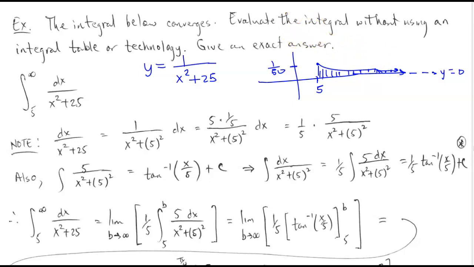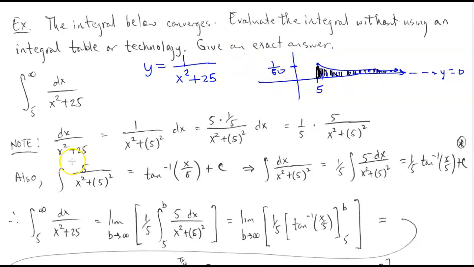Let me draw that in a different color here. We want to find the area under the curve of this particular function from 5 to infinity. And the fact that we know this improper integral is convergent means that we're actually going to be able to find a value to represent the area under the curve from x equals 5 all the way to infinity.